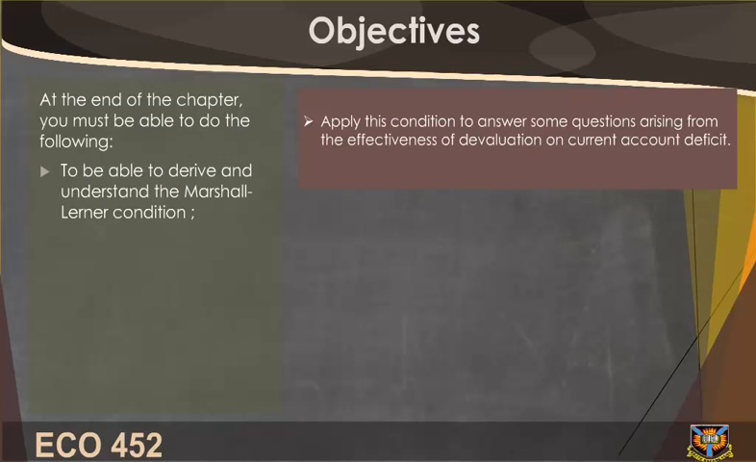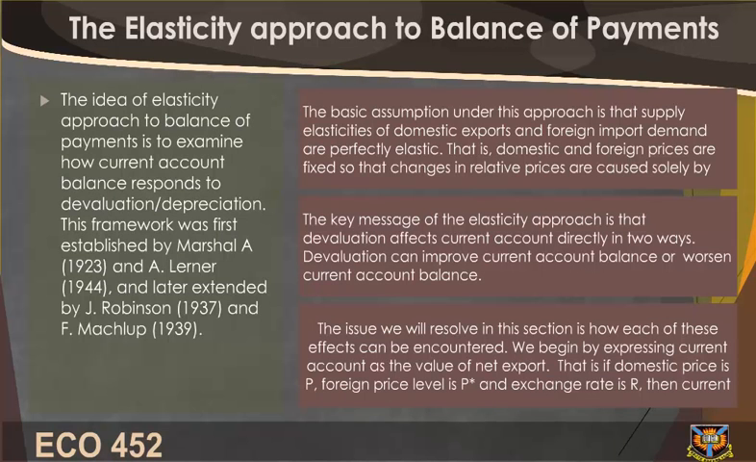Objectives. At the end of this chapter, you must be able to derive and understand the Marshall-Lerner condition, and apply this condition to answer some questions arising from the effectiveness of devaluation on current account deficit. The elasticity approach to balance of payments. The idea of the elasticity approach to balance of payments is to examine how current account balance responds to devaluation or depreciation.